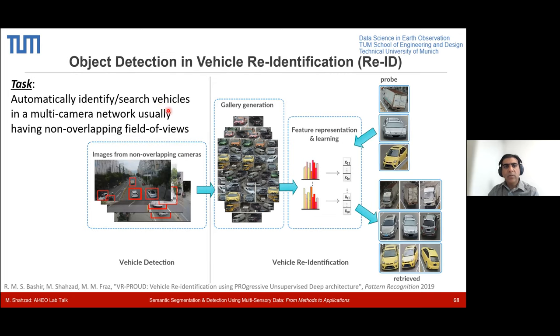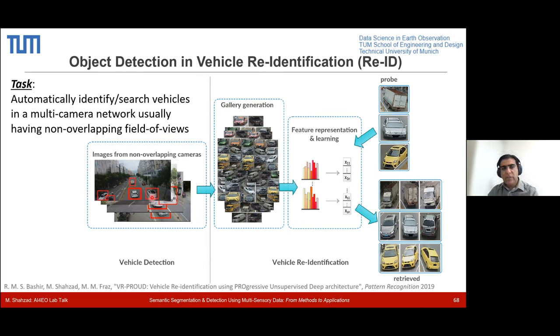automatically identify and search vehicles in a multi-camera network, usually having non-overlapping fields of view. So basically we have a network with different non-overlapping cameras, and we extract the vehicles in images acquired from each camera. Then we try to re-establish or re-identify that particular vehicle in a different non-overlapping camera image. So the whole scenario is that we have these images, we do the vehicle detection, and then we have all the detected vehicles from all the non-overlapping cameras. We generate a gallery like this.